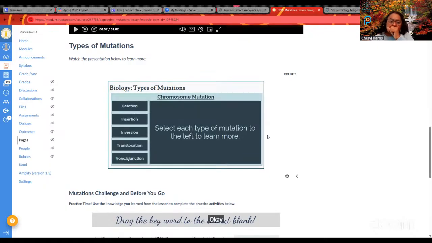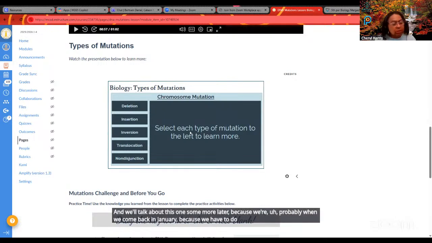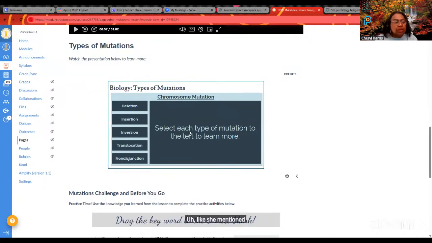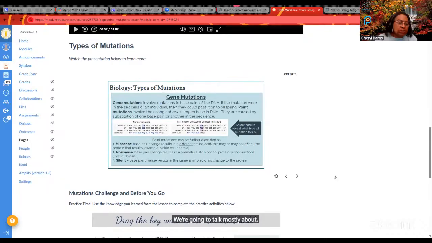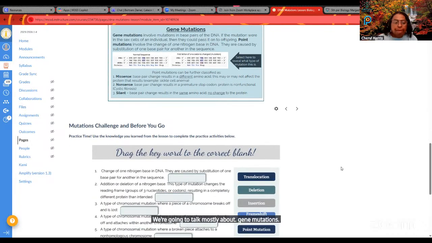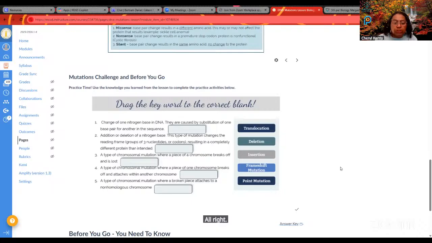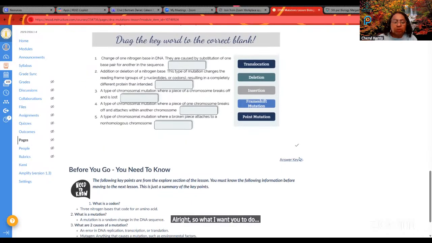Okay. And then one we just talked about. We'll talk about this one some more later, because when we come back in January, we have to do a whole section on mitosis and meiosis, like she mentioned in the video. That's a whole unit in itself. All right, so we'll talk more about this type of mutation, but for today, we're going to talk mostly about gene mutations.